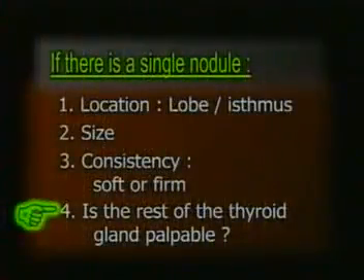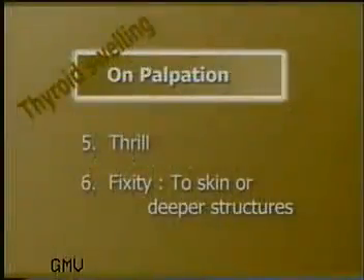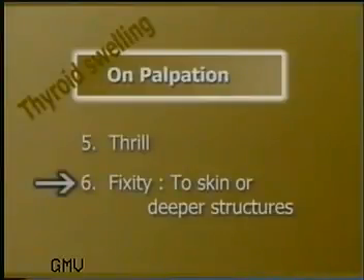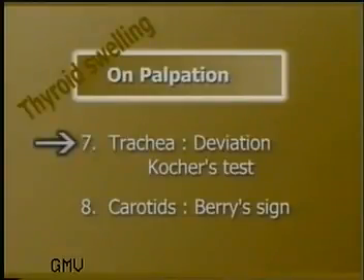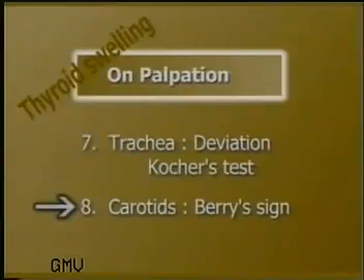In case of a single nodule, note whether the rest of the gland is palpable. Now look for a palpable thrill over the upper pole and for fixity to skin or deeper structures. Lastly, palpate the trachea and the carotids. Trace the trachea, look for deviation from the midline, and if goiter is large or bilateral, perform the Cocker's test. Lastly, palpate the carotids behind the posterior border of the swelling.